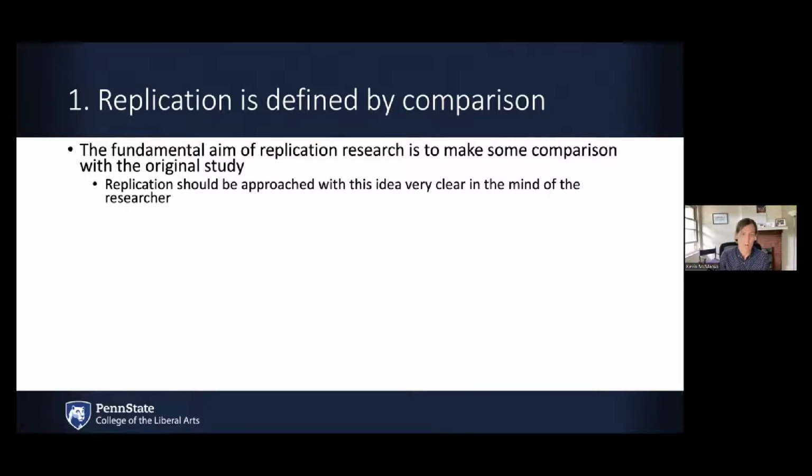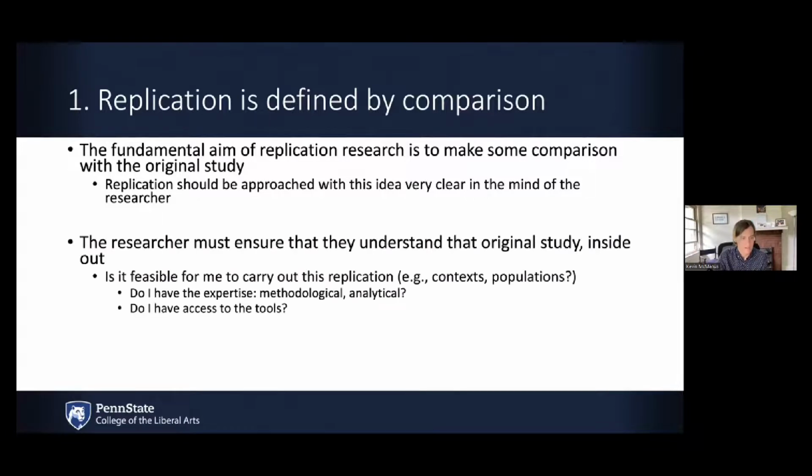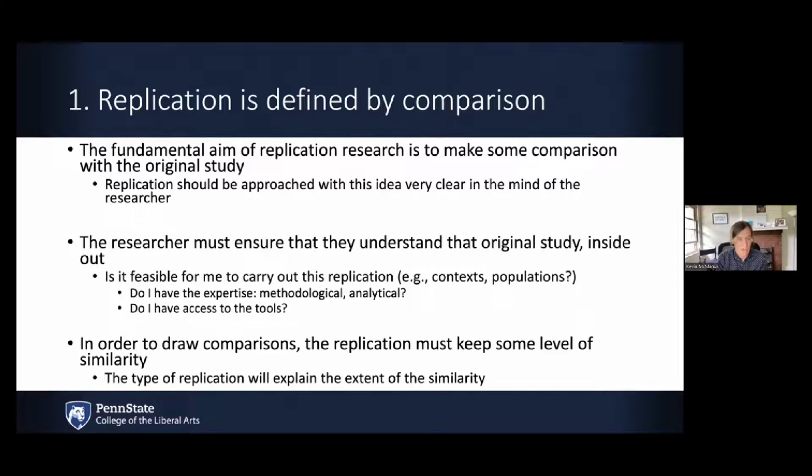So if you're not drawing comparisons between your replication and that initial study, then this is something that you need to address, okay? The researcher has to ensure that they understand what went on in that initial study inside out. They want to be asking themselves questions about feasibility, right? In order to draw comparisons, there has to be some degree of similarity. The more that it's different, the more difficult it is to draw comparisons, right?